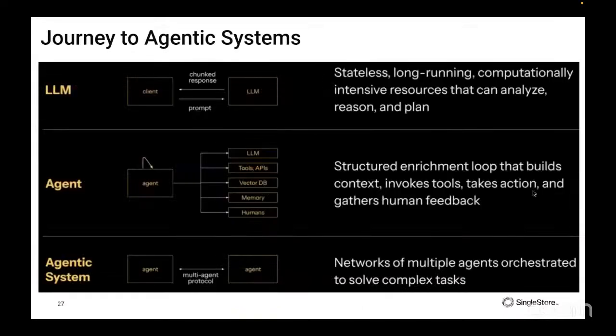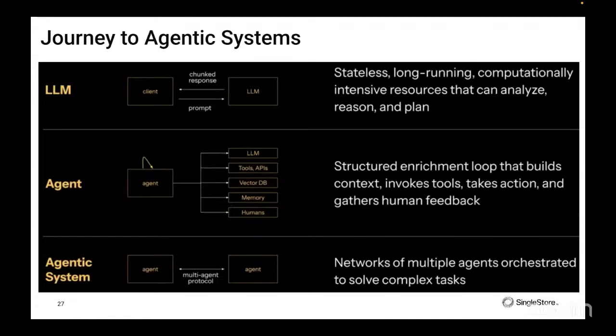So this is the journey to agentic systems, from LLMs to agentic systems. It all started with the client and then the LLM response, and then came the agent with a structured enrichment loop that builds context, invokes tools, takes its own actions, critiques, and then gathers human feedback and all those things.